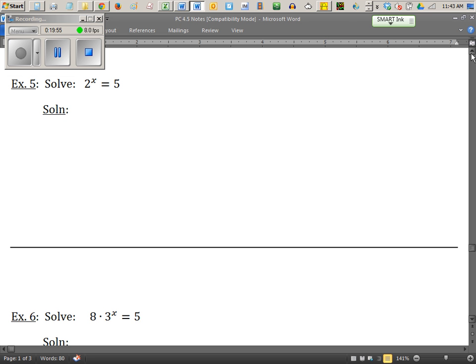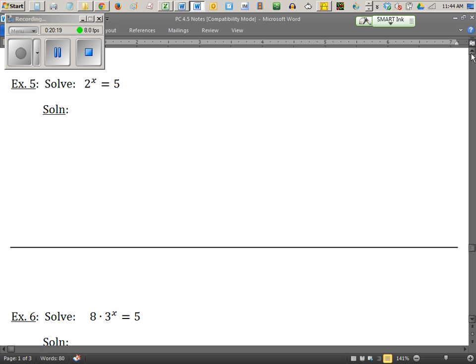5 and 6 are both short examples. So I thought I'd show you different ways people think about these. So we've actually solved this problem before, but it wasn't written like this. On Friday, I asked you to find log base 2 of 5. This is actually the same question. Log base 2 of 5 means what power of 2 makes 5. And 2 to the x equals 5 means what power of 2 makes 5.